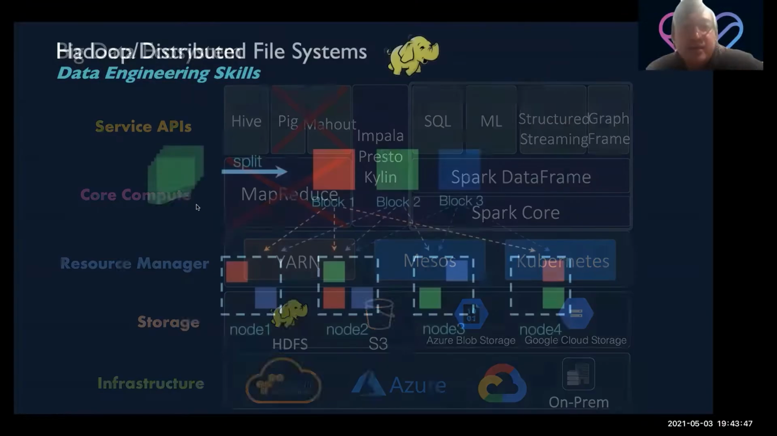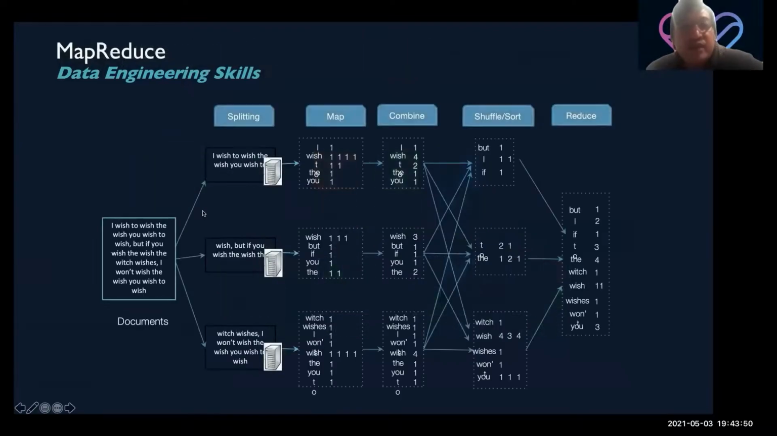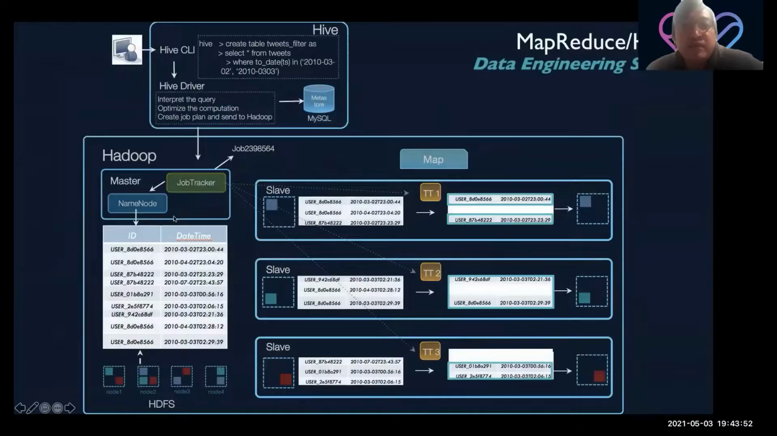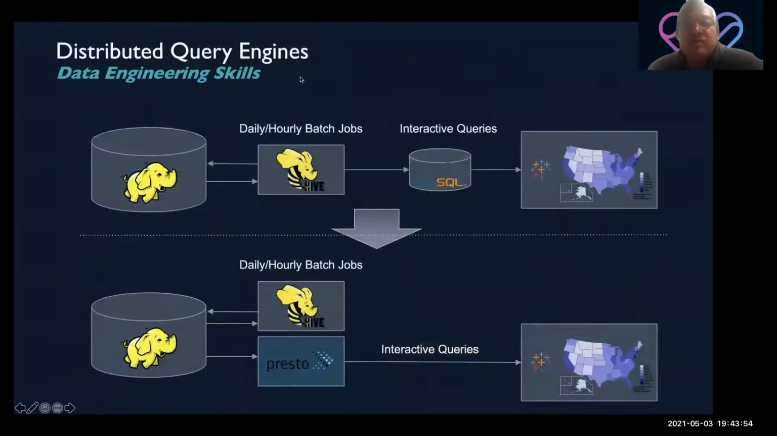All right, so these are some of the skills, and just a quick summary. I'm not going to spend time on MapReduce, but I just want to briefly mention distributed query engines. Let's say we're going to build some kind of dashboard. Your data is stored in your data lake. It could be Hadoop, it could be S3, but let's say we're talking about hundreds of terabytes of data.